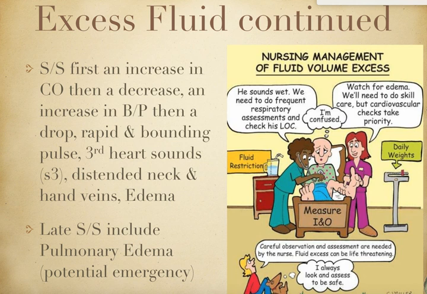What tests are we going to do? We're going to do hematocrit and hemoglobin, and usually the hematocrit is going to be low because of dilution. We're going to look at their potassium levels, their BUNs, the osmolality, their oxygen levels, and the sodium levels. We could do a chest x-ray, which may show pulmonary congestion. And if they do have pulmonary congestion, that is a potential emergency.